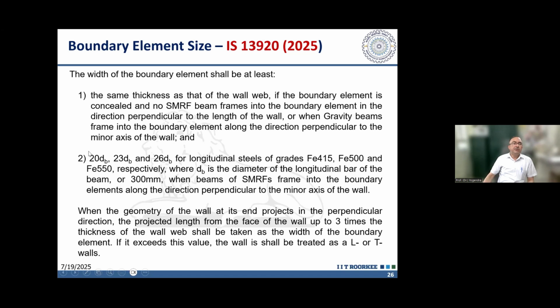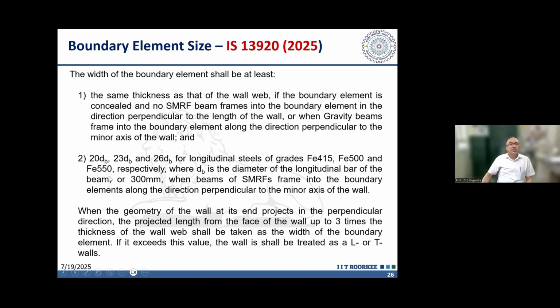If beams are framing in the perpendicular direction into the boundary elements, then these requirements of the thickness are applicable. That means if you do not want to provide the full thickness of the shear wall, which is required from the diameter of the beams framing into the shear wall in the perpendicular direction, you can provide boundary elements at those locations. So thicker elements you can provide along the alignment of the beam, and the rest of the thickness can be the minimum thickness required from the code.